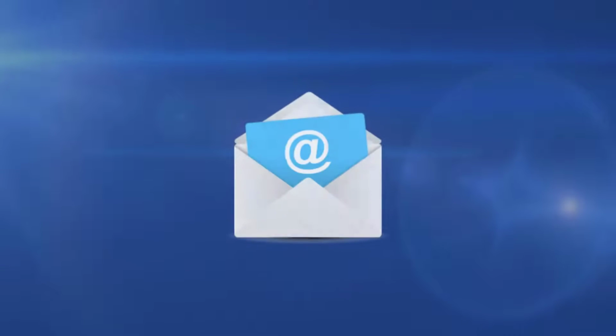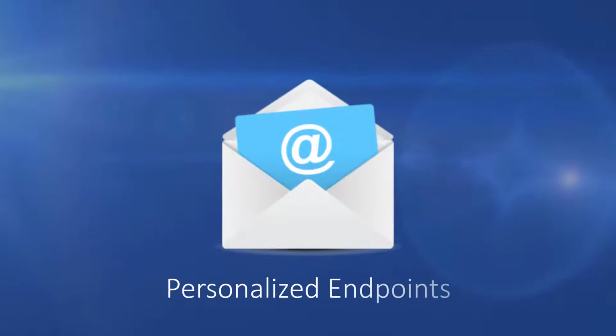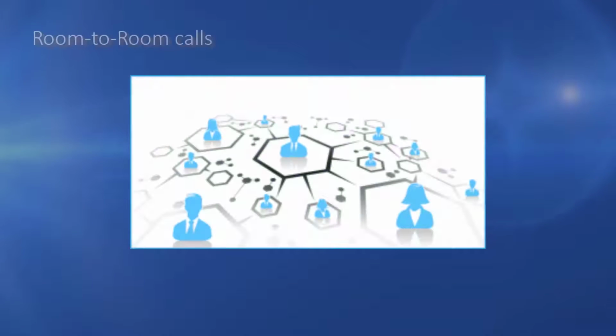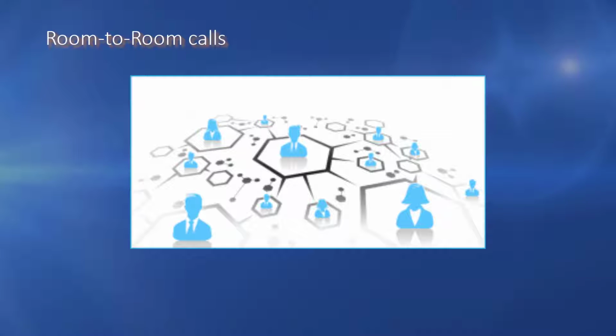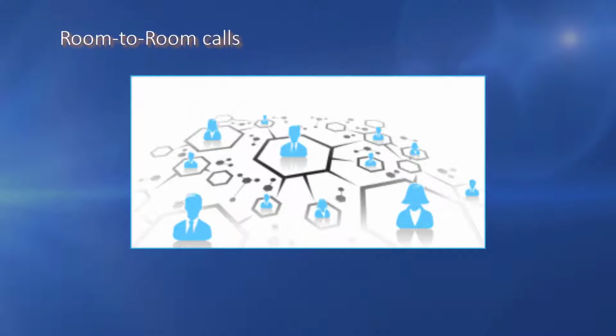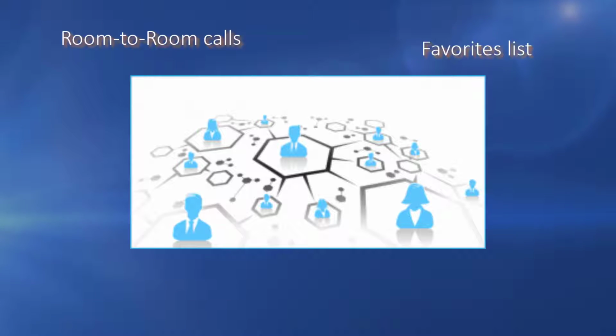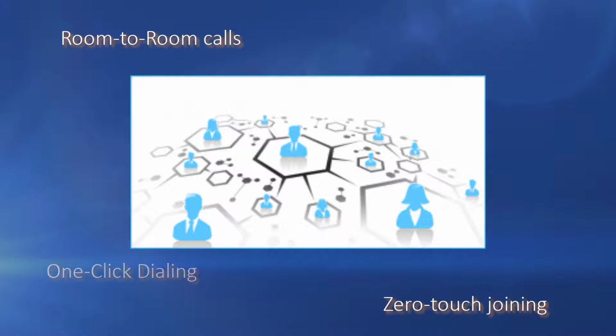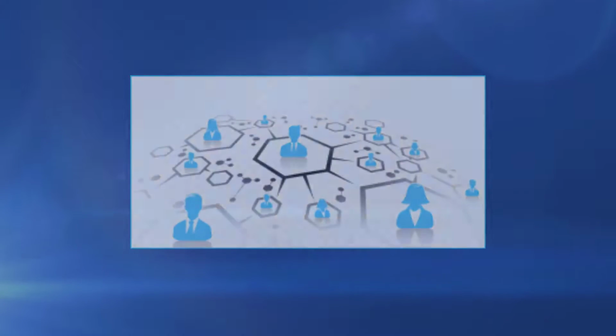Registering your endpoint with RP1Rooms gives that endpoint a personalized address that's as easy to remember as an email address. And you can call from room to room by quickly accessing RP1Room endpoints via your directory. Create favorites and preset options with one-click dialing and zero-touch joining. It doesn't get any simpler than that.